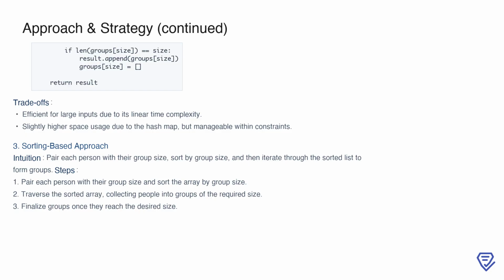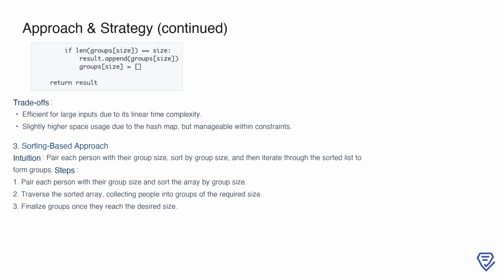This ensures that the hash map remains lightweight and ready to handle new groups efficiently. Once all people have been processed, the result list contains all the finalized groups, which we then return. This approach balances clarity and efficiency, making it an excellent choice for large inputs. While slightly more memory intensive due to the hash map, the trade-off is well worth it for the dramatic improvement in time complexity. Additionally, this method is straightforward to implement and avoids the pitfalls of redundant computations.